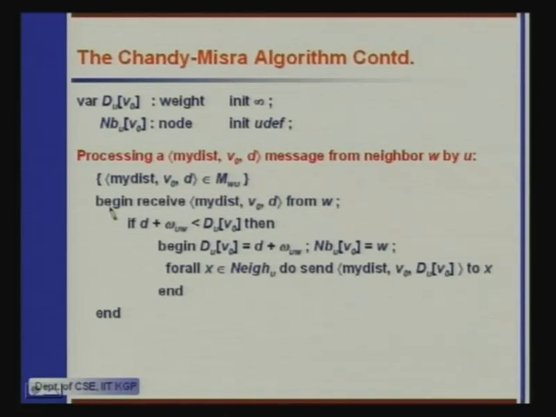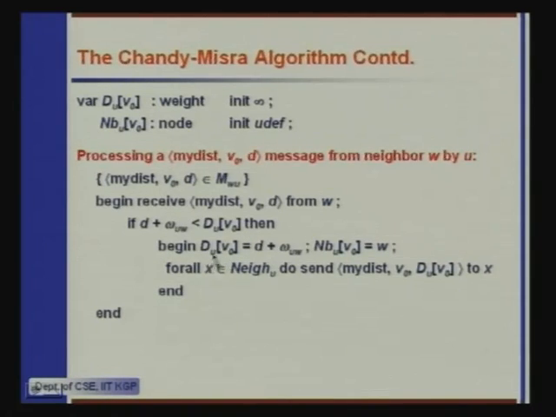Now, what does this node U do? It receives the mydist V0 D message from W, and then it checks if D plus the edge weight from U to W is less than its current estimate of the distance to V0. Then what does it mean? It means that we have found a better path, a better path from U to V0 which goes through W.